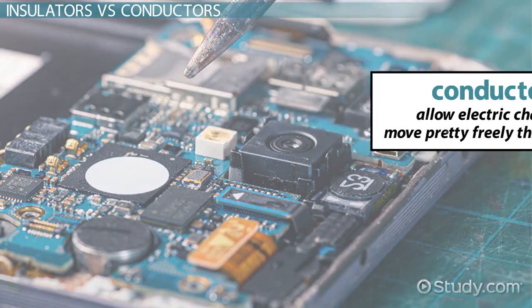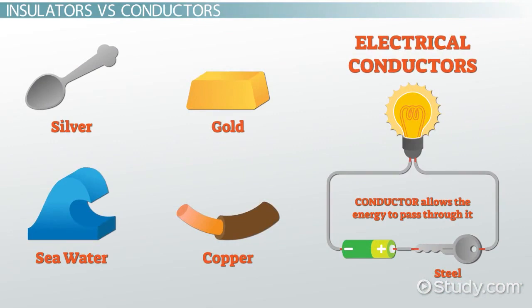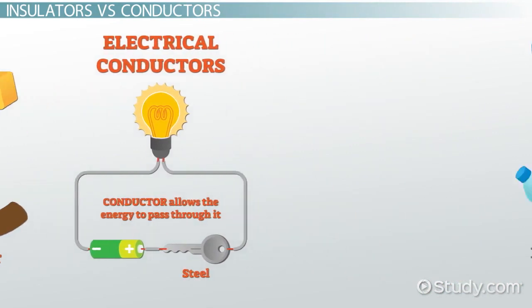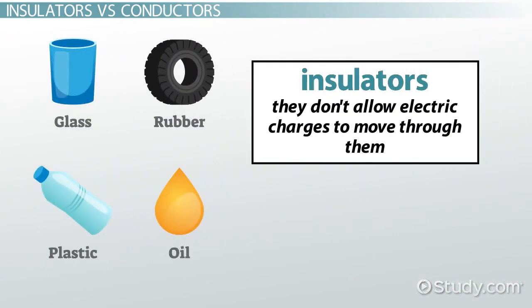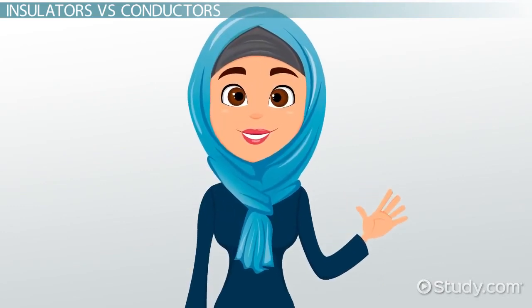Most metals are good conductors, so when a metal object is given some charge, it's free to move around. Other materials, like plastic and rubber, are called insulators because they don't allow electric charges to move through them. Let's take a look inside an insulator and a conductor to see what makes them different.